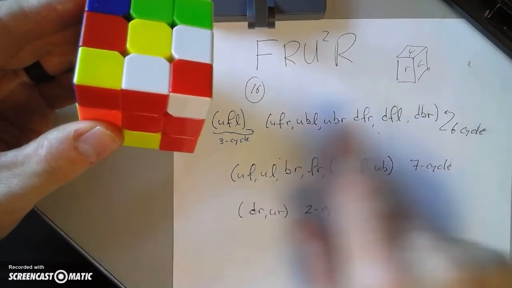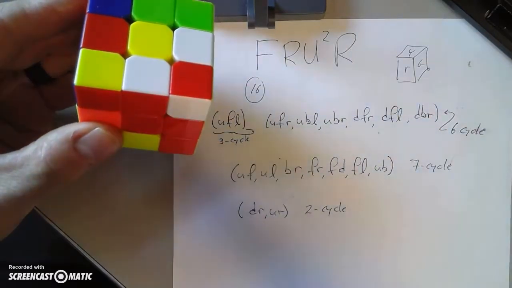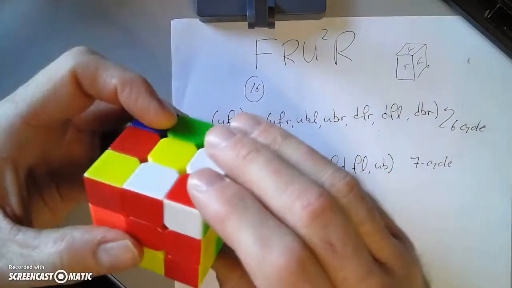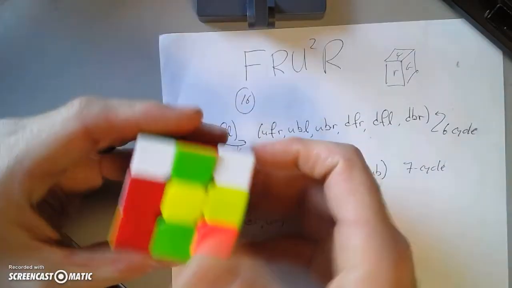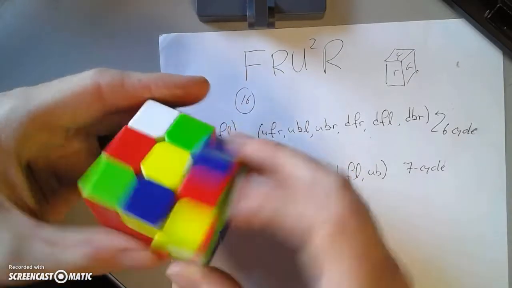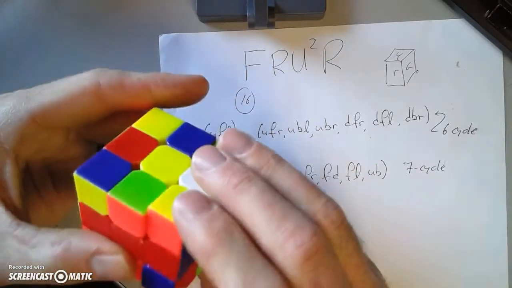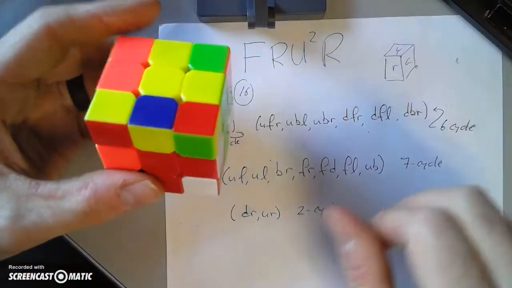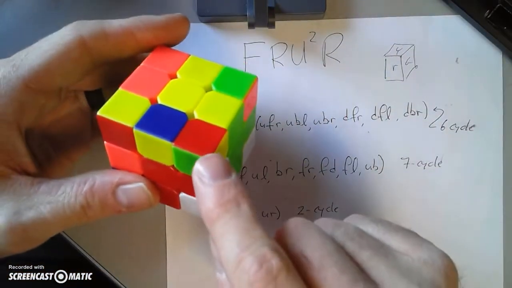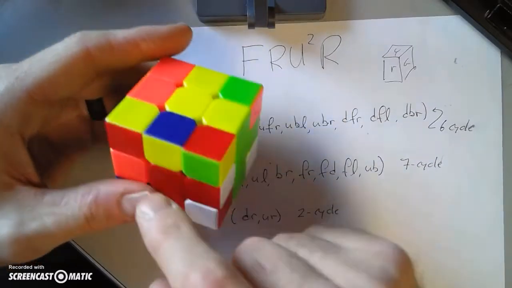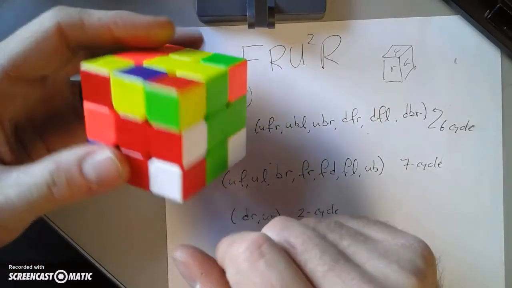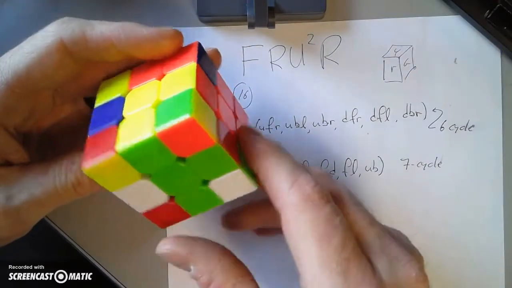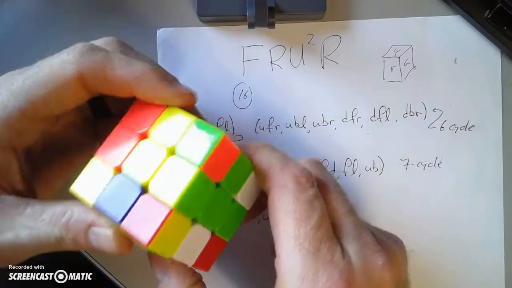If I do it 3 more times, I should see these corners back. They may or may not be oriented correctly. So let's try it. So FRU squared R, that's 4. FRU squared R, that's 5. FRU squared R. And so the corners are back, right? This is the yellow, red, and green corner. So all the corners are correctly returned home, but they're not oriented correctly.